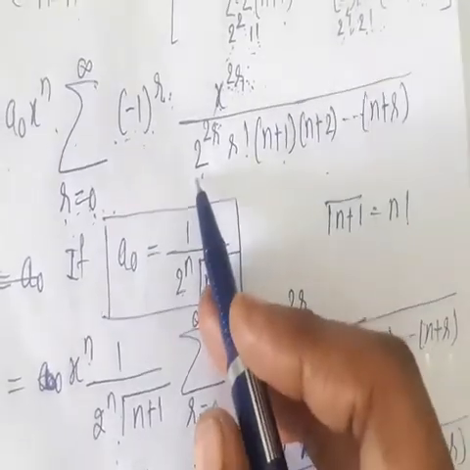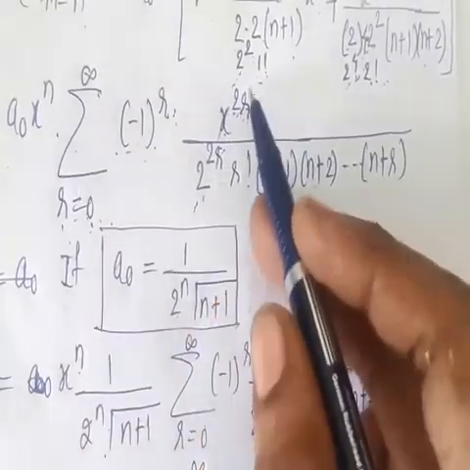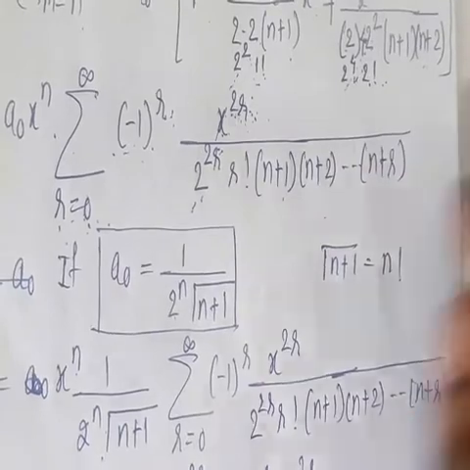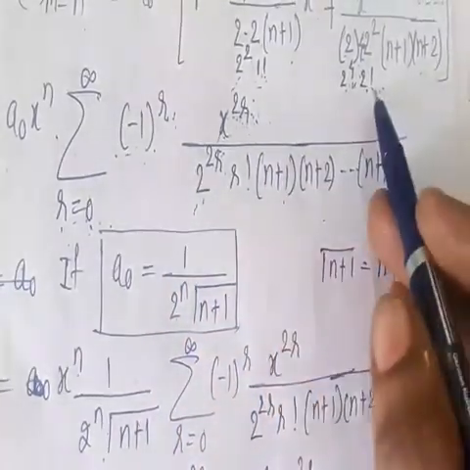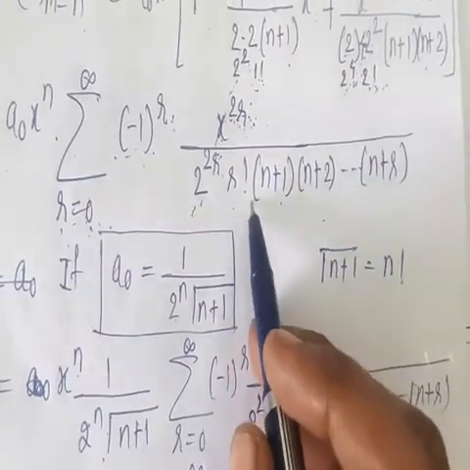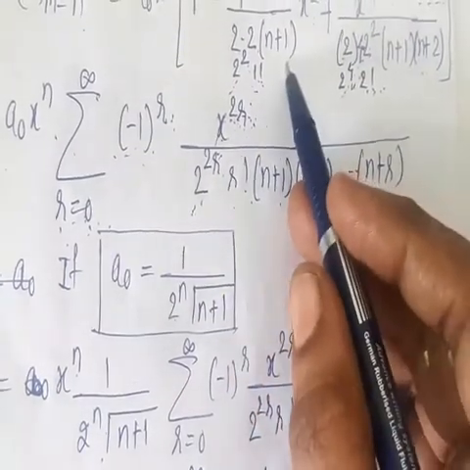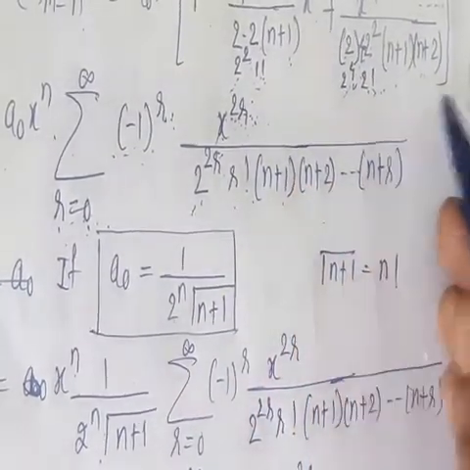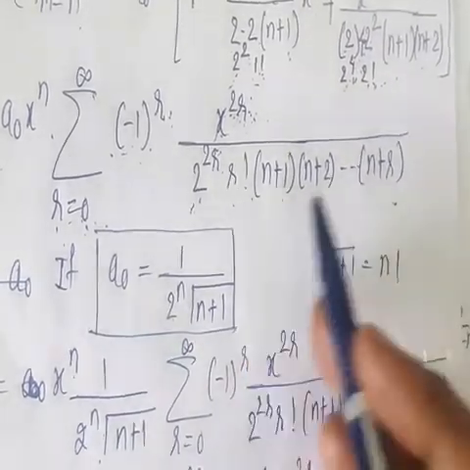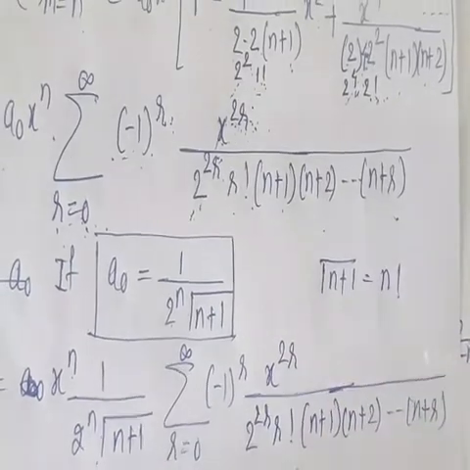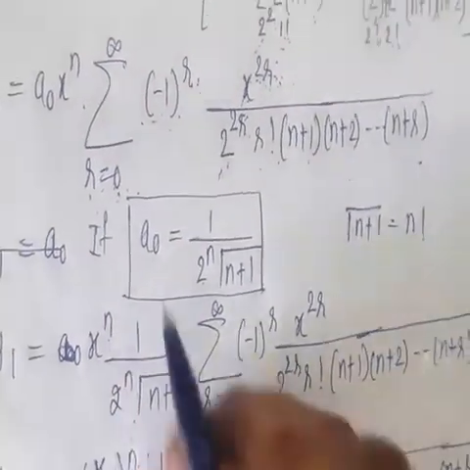So like this we get. So we try to write it in general form again. 2 square, 2 to the power 4. So all even powers of 2. So 2 to the power 2r. Then 1 factorial, 2 factorial can be written as r factorial. And first we get n plus 1. Then we get n plus 2, n plus 3 up to n plus r. So we write in general it is n plus 1, n plus 2 up to n plus r. Now we fix this a0.